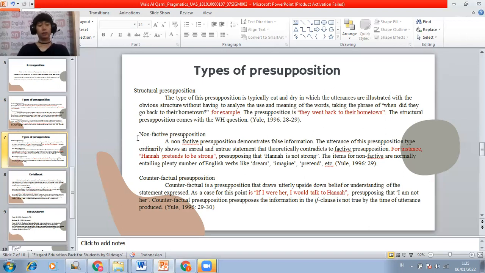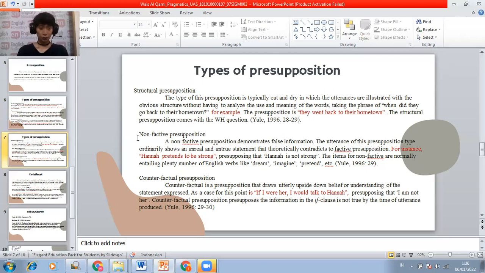The fifth type, non-factive presuppositions. So non-factive presuppositions demonstrate false information, meaning wrong. The utterance of these presupposition types ordinarily shows an unreal or untrue statement that theoretically contradicts the factive presuppositions. It's really hard to pronounce.